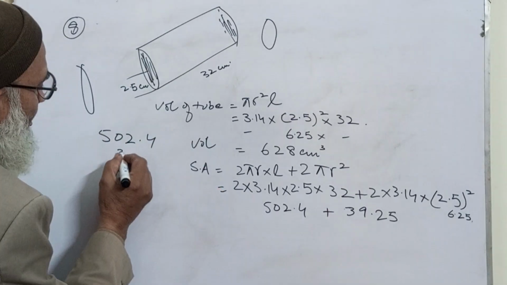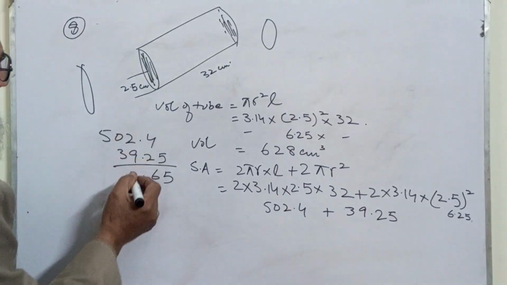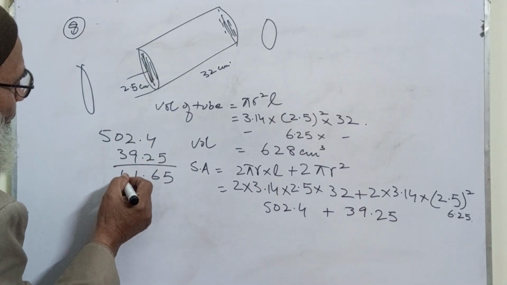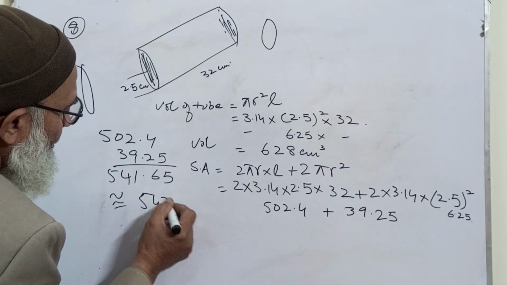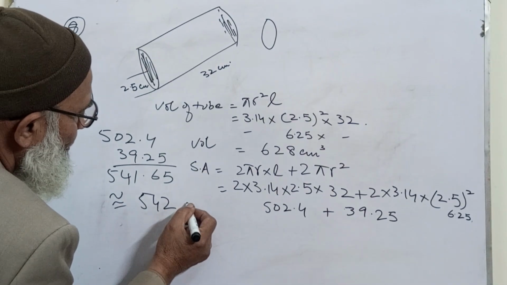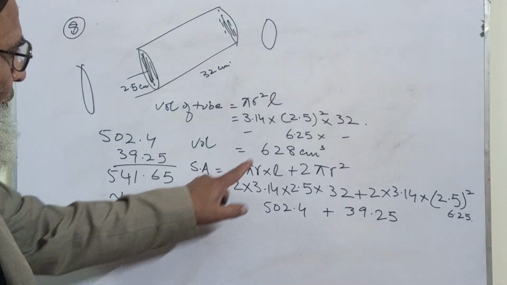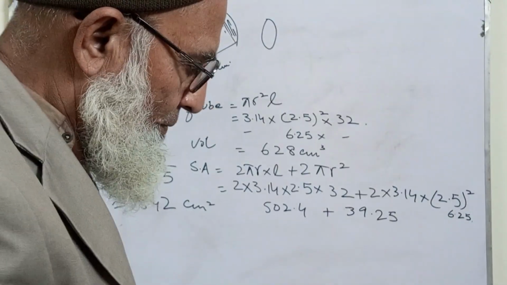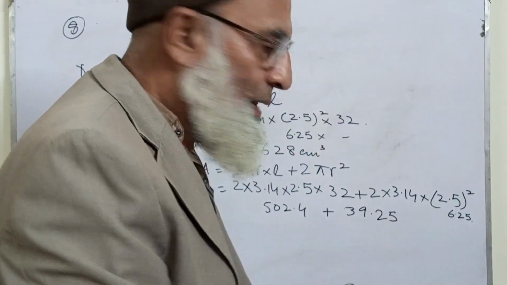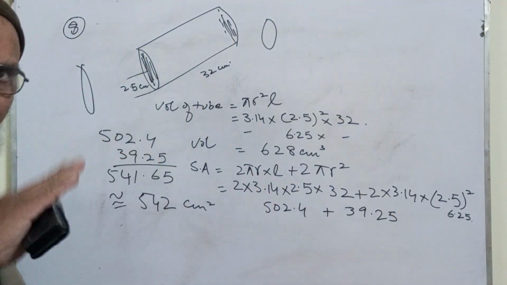Now add up these: 502.4, 39.25, and the rest, and that is something like 552 centimeters square. The answers are correct. I have already checked. 552, and what was the volume? 628 was the volume. I have already checked because I made a mistake over here. Then I checked and I just read that part.